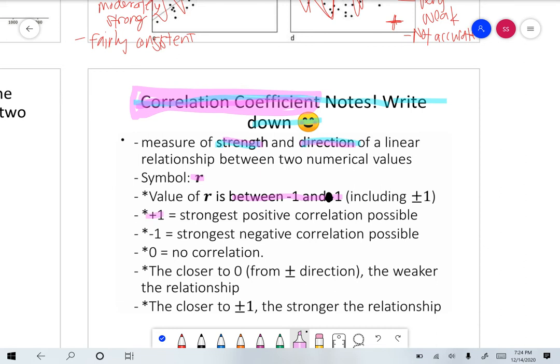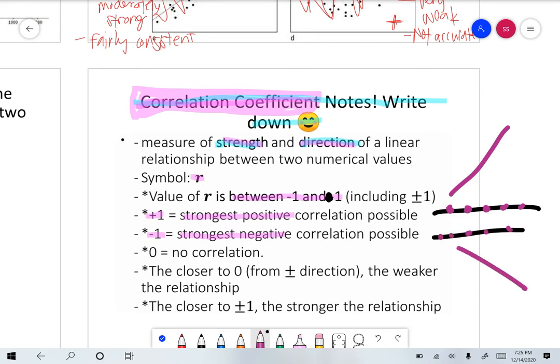Now, +1 would mean the strongest positive correlation possible. Okay. Meaning the dots are going to be exactly on the line. Okay, that's what it means by strongest, and positive meaning it's going up. An r of -1 would mean the strongest negative correlation, meaning, again, we still have the dots exactly on the line, but this time the line is going down. Okay, so it's going to look something like this.